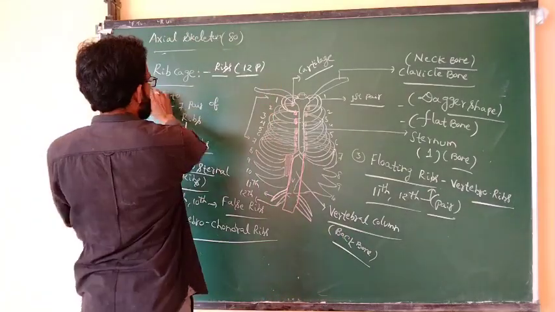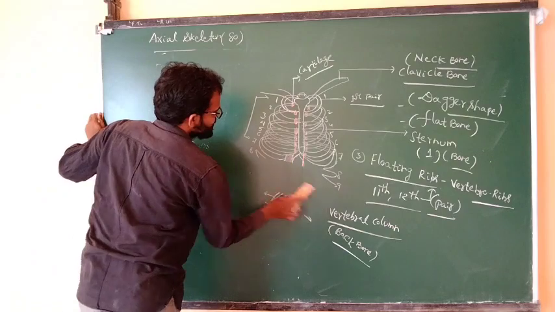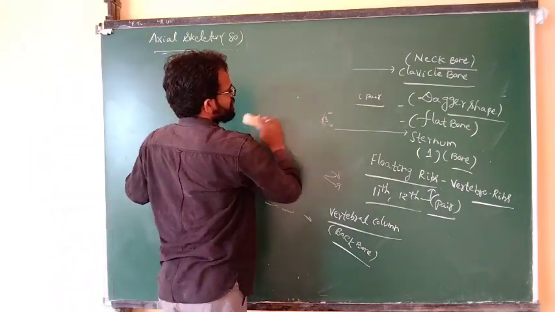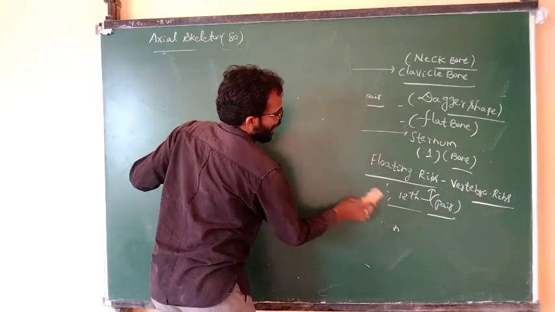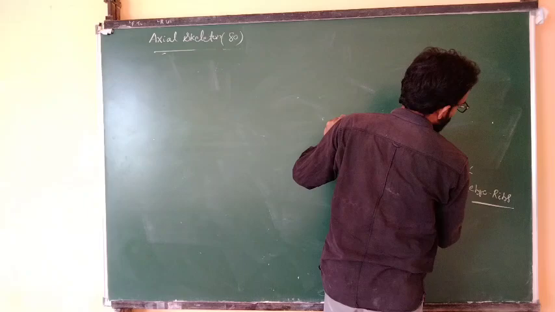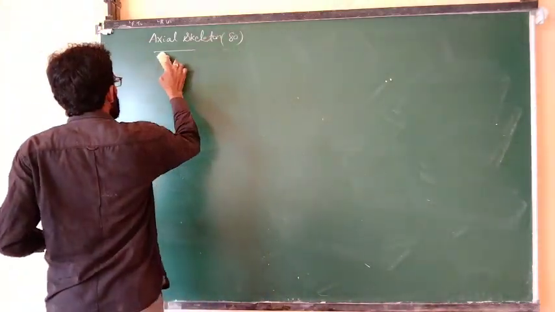After the rib cage, what is the next one? Axial skeleton. What is the next in the axial skeleton? Vertebral column. What is the backbone? How many bones are present in the backbone?